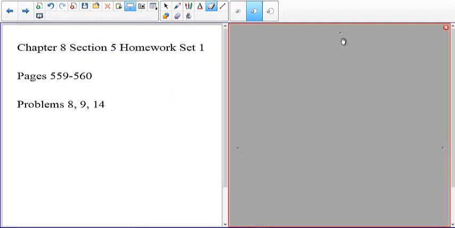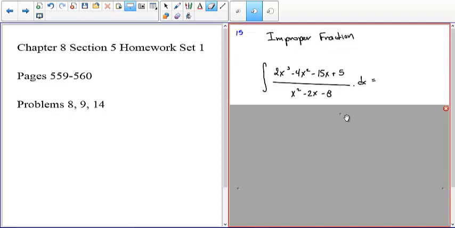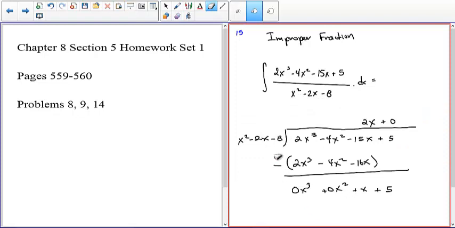Okay, now before we move on to the quadratic factors, we're going to look at what happens if you have an improper fraction. So it's an improper fraction because the order of the numerator, the highest exponent, 3, is greater than the denominator. So we're going to use long division to rewrite this as a linear term plus a remainder. The remainder will be something over x squared minus 2x minus 8. So here it is.